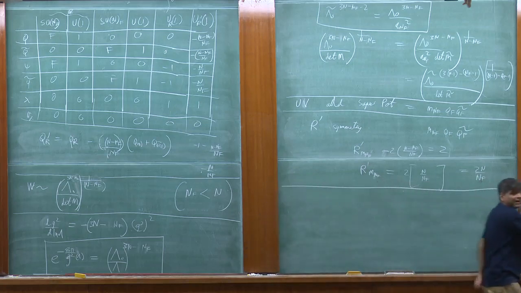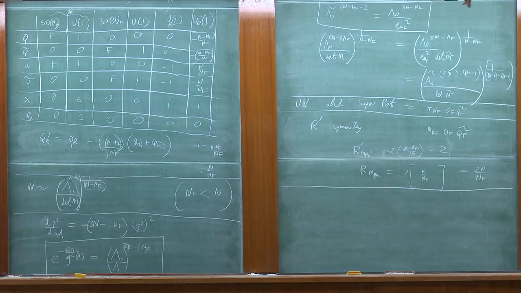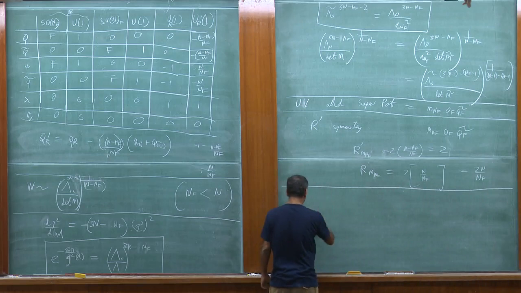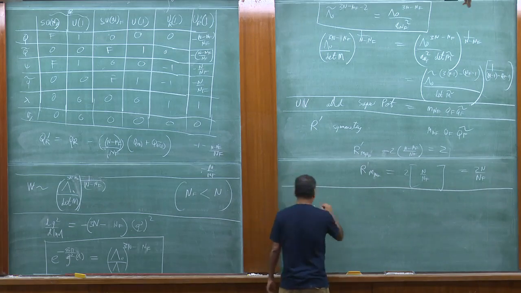So what have we finally concluded? Our final superpotential must be a function of Q, Q tilde, and the determinant, and it has to carry R prime charge 2 with this assignment of charge to M. Now I'm going to write down the most general answer for that. First, it can be lambda by det M to the power, what is this? I keep getting this confused. 3n minus nf, about 1 over n minus nf.